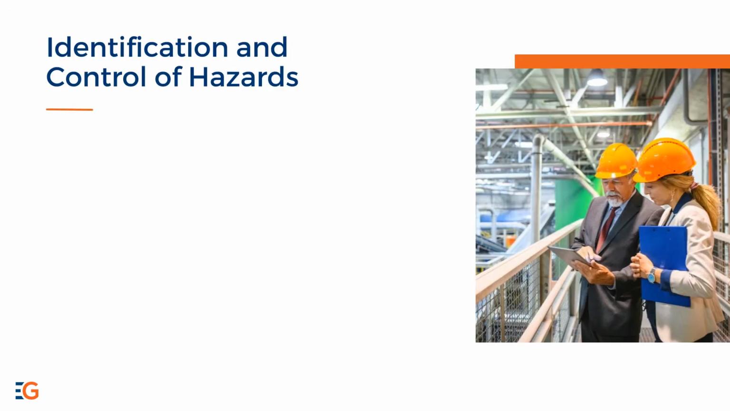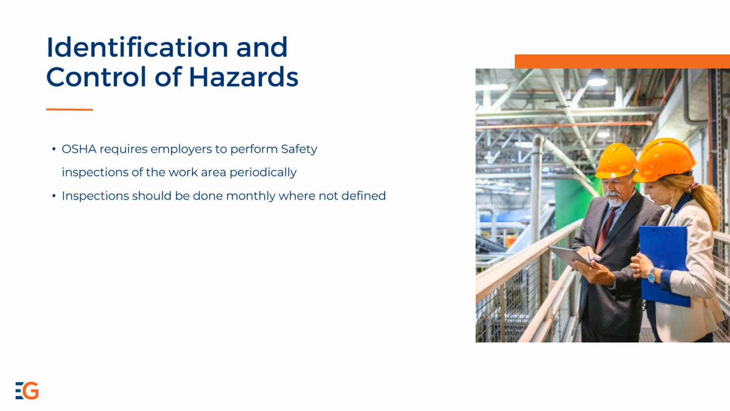Let's review what identification and control of hazards means. OSHA requires employers to perform safety inspections of the work area periodically, and in some cases per the manufacturer's recommendations. Fire extinguishers need to be checked monthly to ensure that they're fully charged, and eye wash stations need to be checked and flushed every 90 days on average. Mobile equipment has daily requirements, and so does some machinery. Inspections should be done monthly where not defined. This will meet most, if not all, of your inspection frequency requirements.